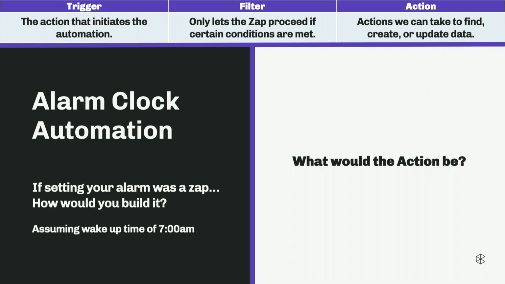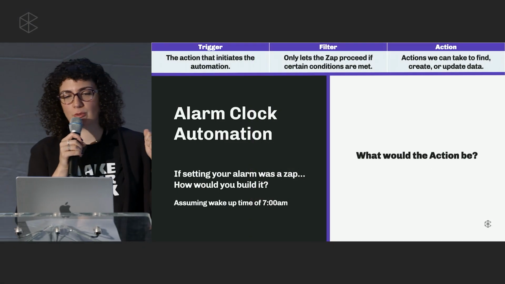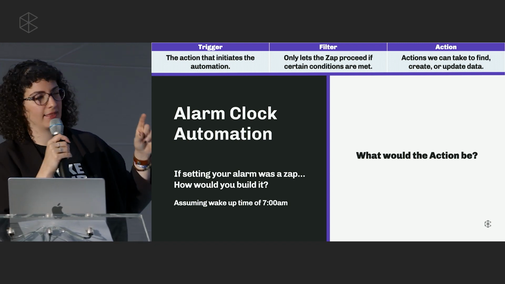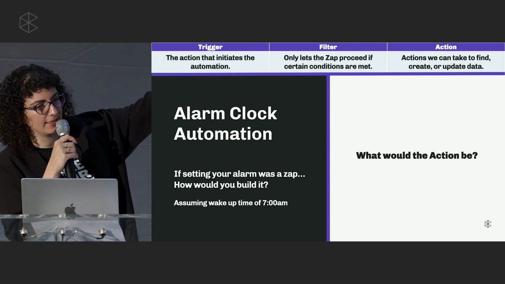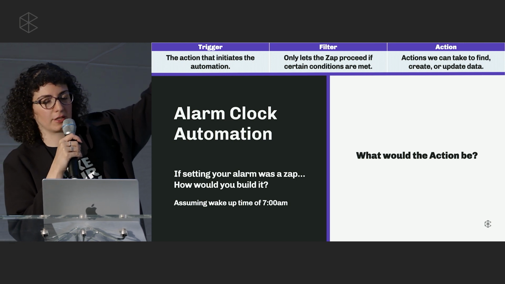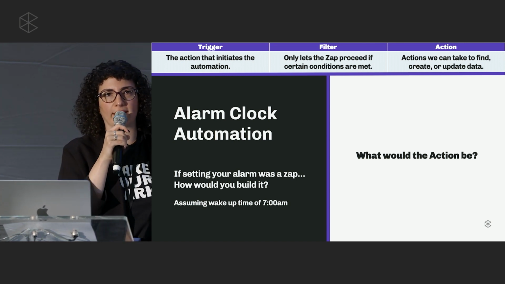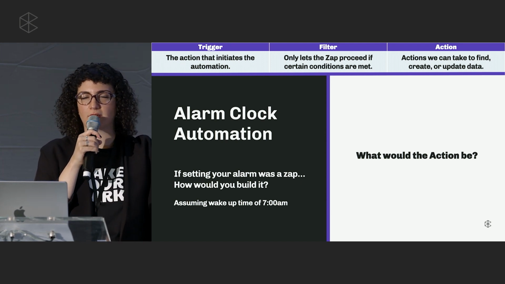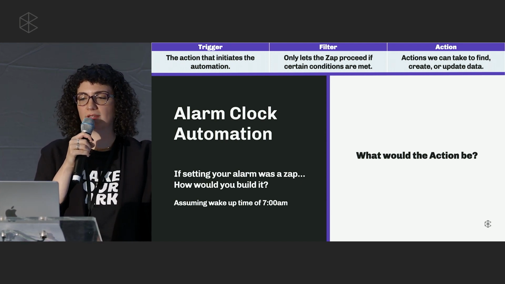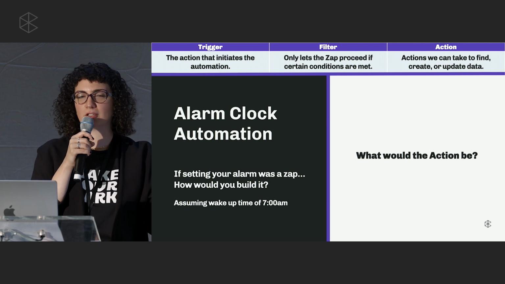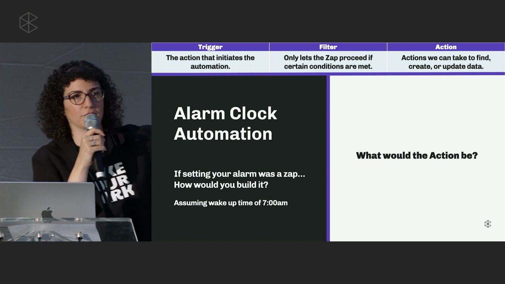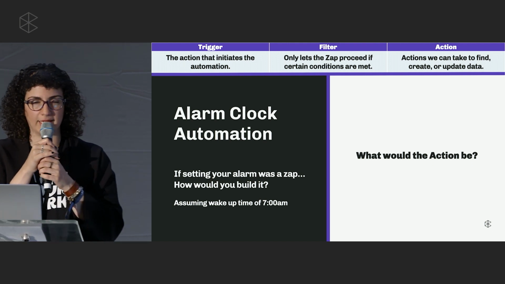So going back to our alarm clock analogy, if you wanted to set that up as a zap, how do you think you would break it down into a trigger, filter, and an action? Again, the definitions this time are on top of the slides if you need them. And we're going to start kind of backwards. So instead of going trigger, filter, action, we're going to go action, filter, trigger. Let's start first with what you think the action would be if you were setting up an alarm clock automation. Assuming you wanted to wake up at 7 a.m., just for the sake of consistency, that's the time we're all waking up today.